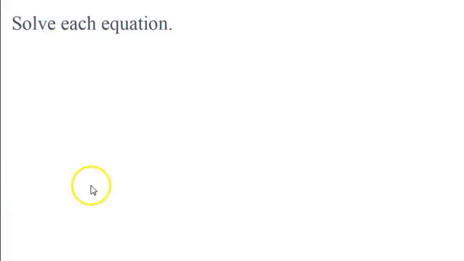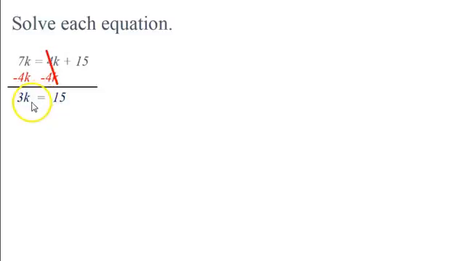So let's go to our first example. 7k is equal to 4k plus 15. I have variables on both sides of my equal sign. So I want to move this variable over to this side. And I can do that by subtracting it, because this is a positive 4k, and I can subtract it from both sides. I have a minus 4k, minus 4k. These ones will cancel out because 4k minus 4k, you can get rid of those. And we end up with 3k.